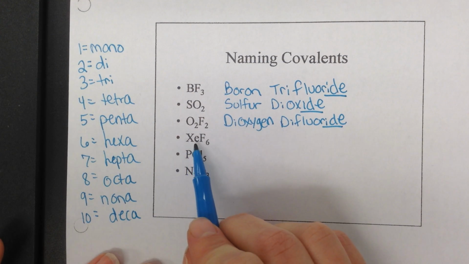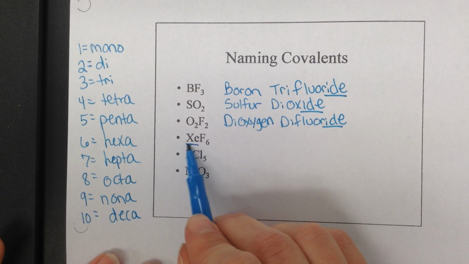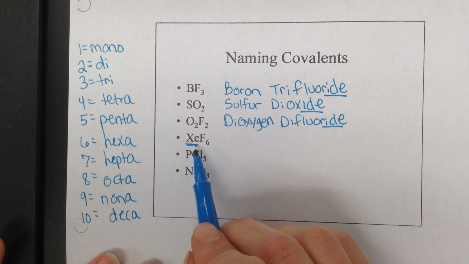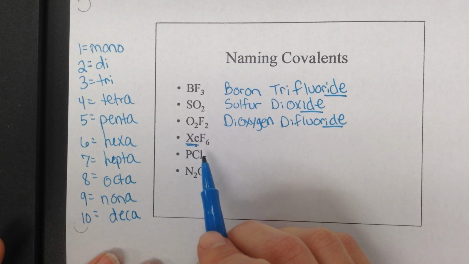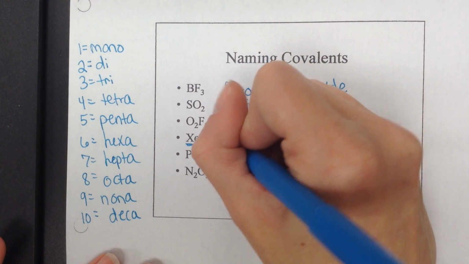Okay, look at this one. Oh, do we see a problem here? Xenon. Xenon's in group 18. Does group 18 ever bond with anyone? No, because they already have a full outer shell of 8 valence electrons, so no good.